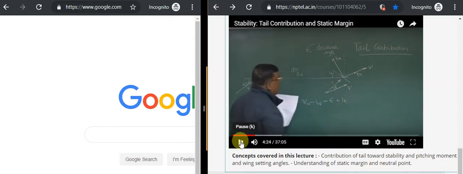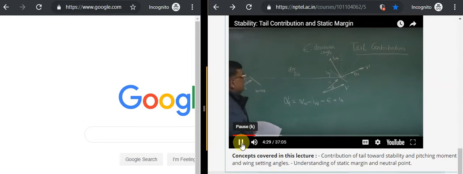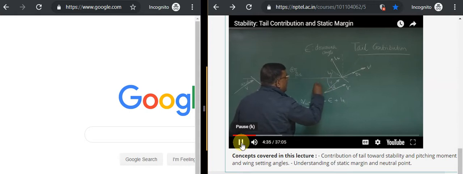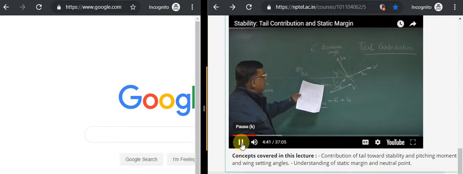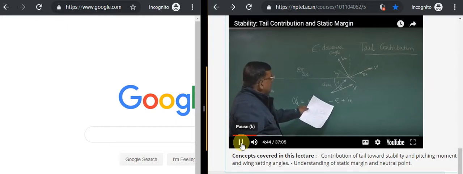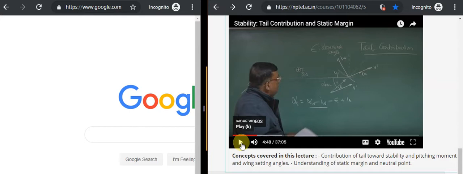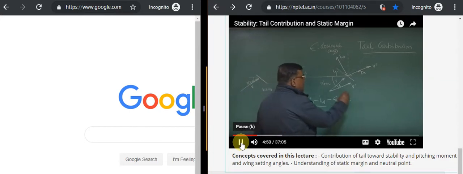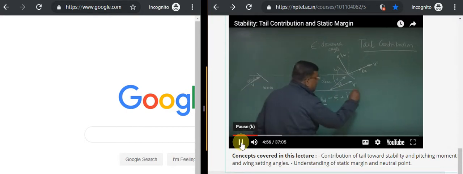This expression has already been in the notes, but obviously the explanation needs to be done. Is it clear or not? See, alpha w minus IW is nothing but this angle, which is alpha FRL. From alpha FRL, your angle is reduced by epsilon, the downwash, also affecting the dynamics. So you have to be sure that I have given an IT angle, setting angle, here. So your alpha tail is simply this.